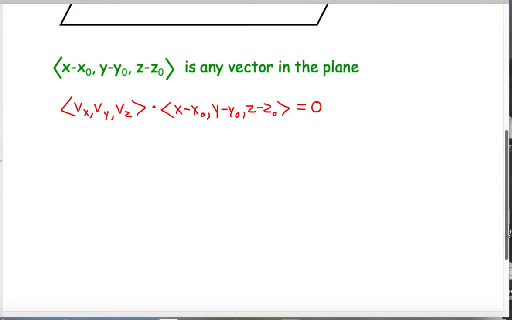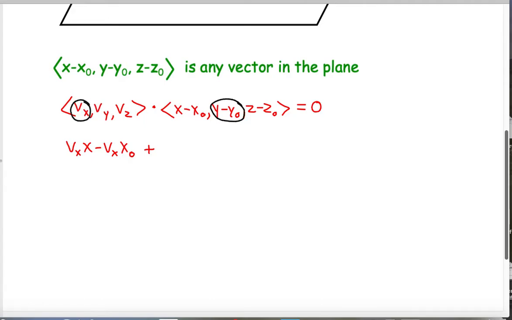All right, so now let's go ahead and do the dot product. We multiply the respective components and add the results. So I'm going to have v_x times (x minus x_0). If I distribute, I'll have v_x times x minus v_x times x_0. And then I'm going to add to that, I should maybe circle these.